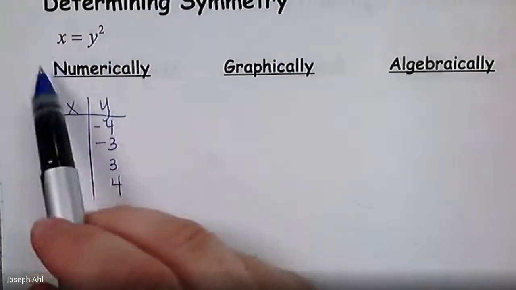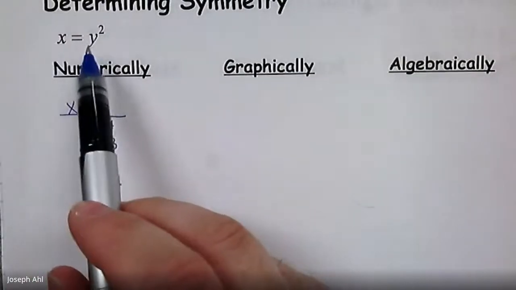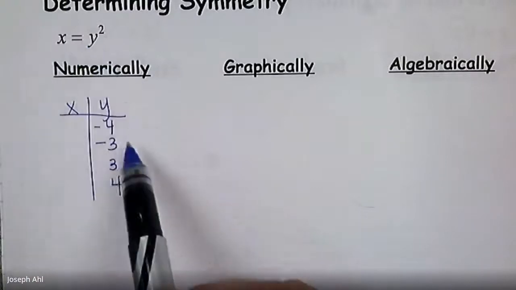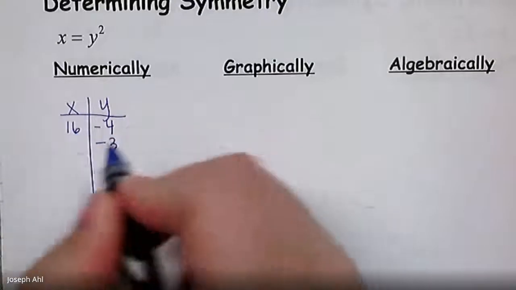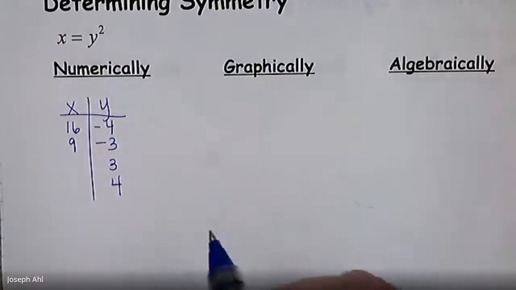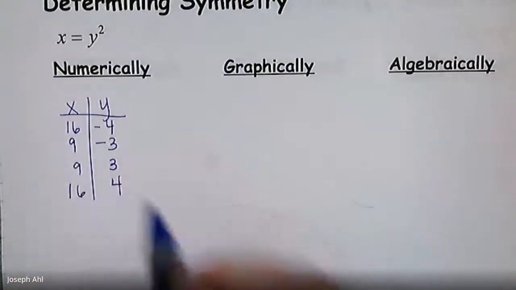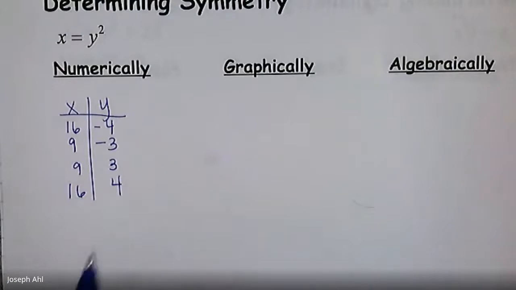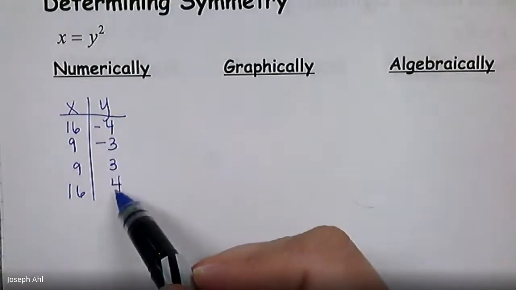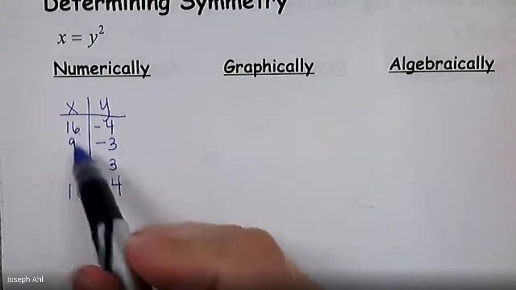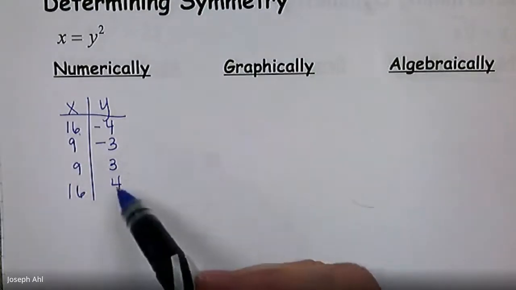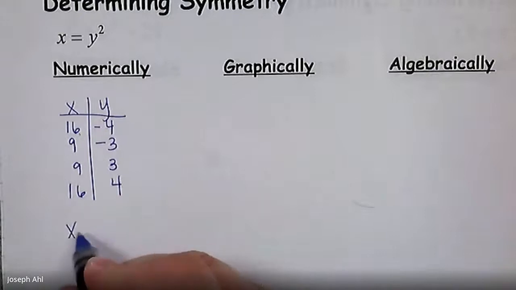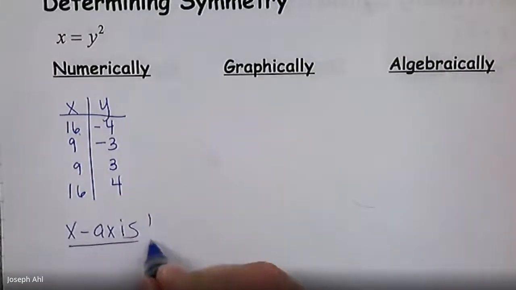Again, the only reason why I want to work backwards here is it's easier for us to think about what's the x value that goes with squaring these y values. Well, -4 squared is 16, and this would be 9. And then you would get 9 and 16, okay? Notice how whether it's y or -y, the outputs are the same. So if I can replace y with -y and get the same output, then this has x-axis symmetry.